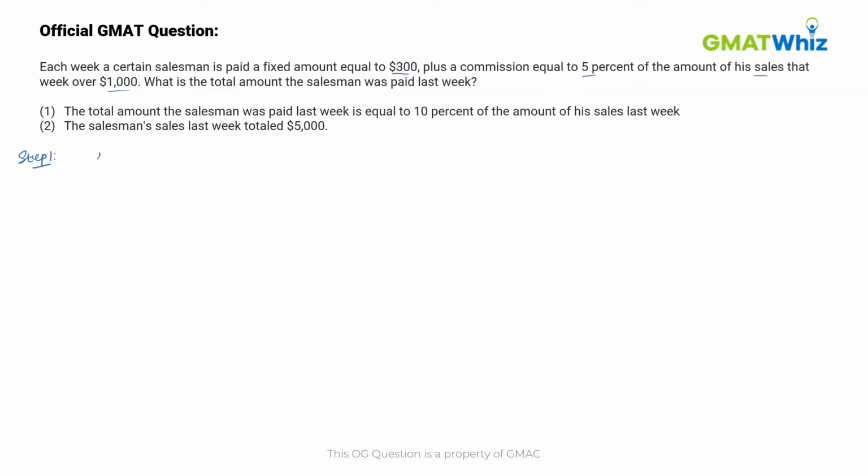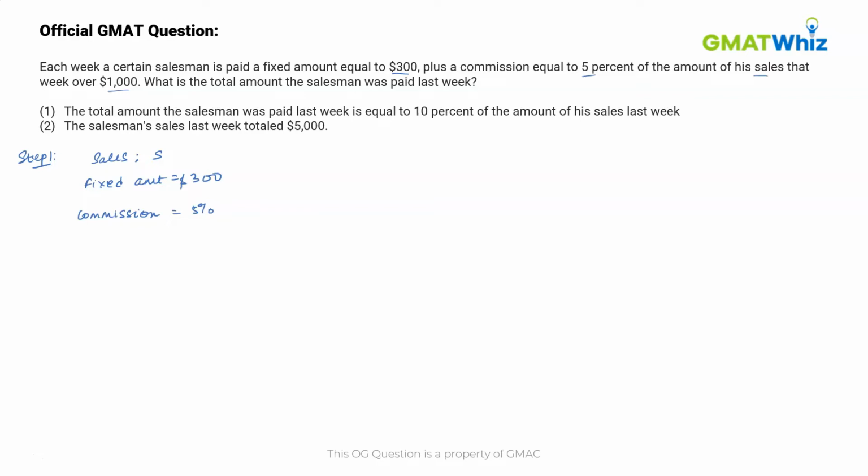Now, let us assume that we denote the sales that the salesman did last week as S. Then, the fixed amount given to us is $300 and the commission that he will earn only if the sales of last week are over 1000 is 5% of the amount of sales over 1000.